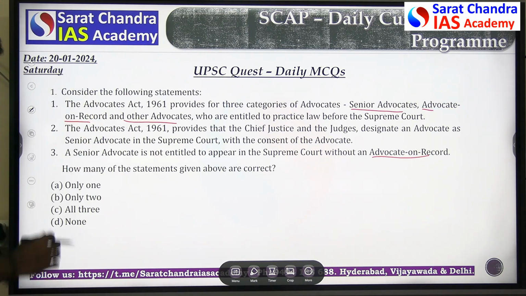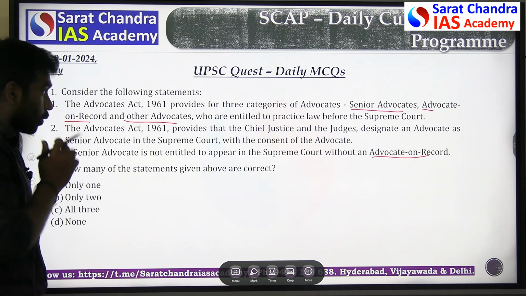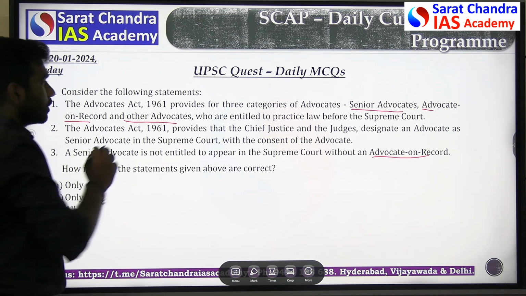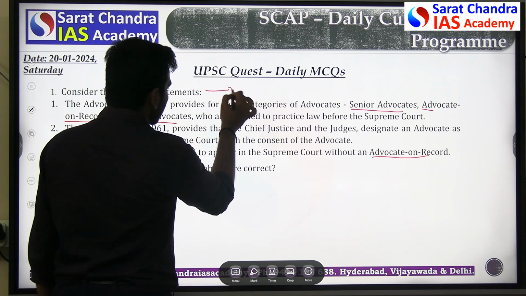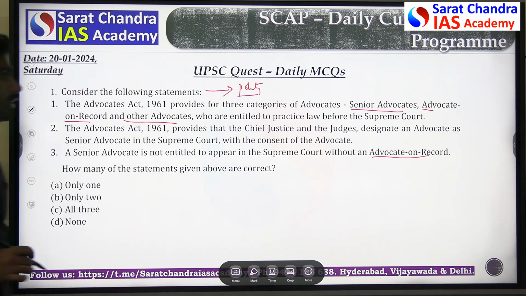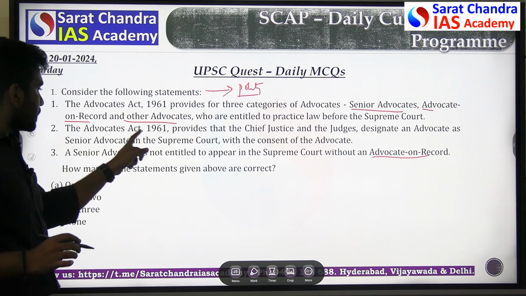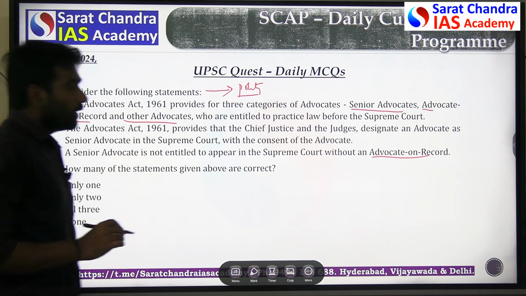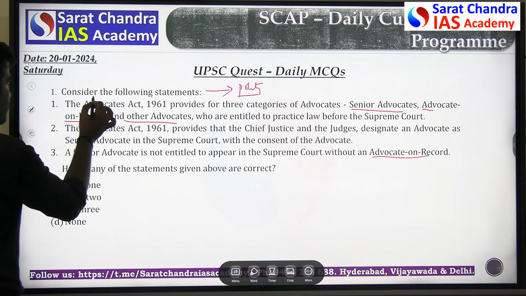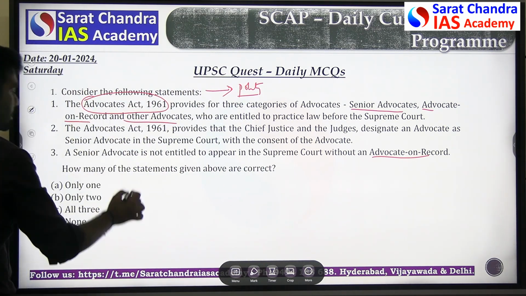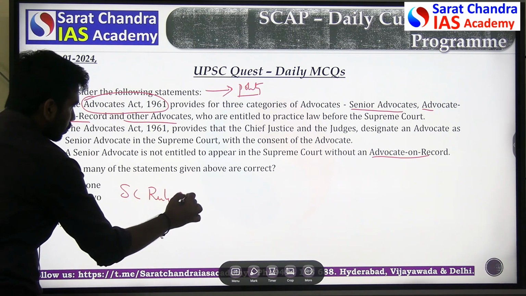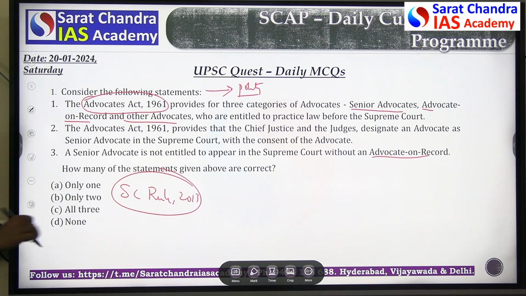The first one is, the Advocates Act 1961 provides for three categories of advocates. Here, it is a little bit tricky question and the most important concept of polity. Here we need to discuss two important acts. The first one is the Advocates Act 1961, and the second one is the Supreme Court Rules 2013.